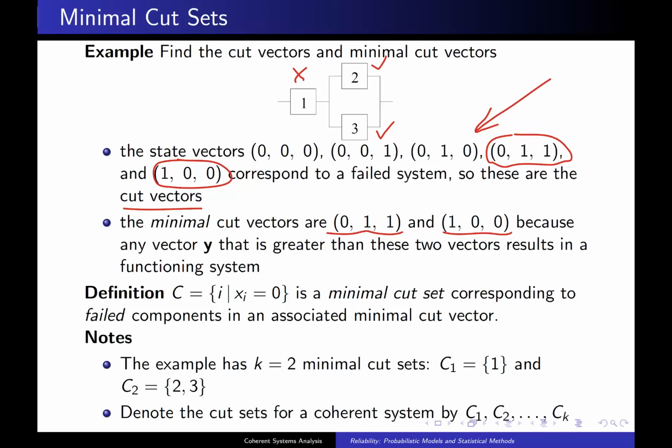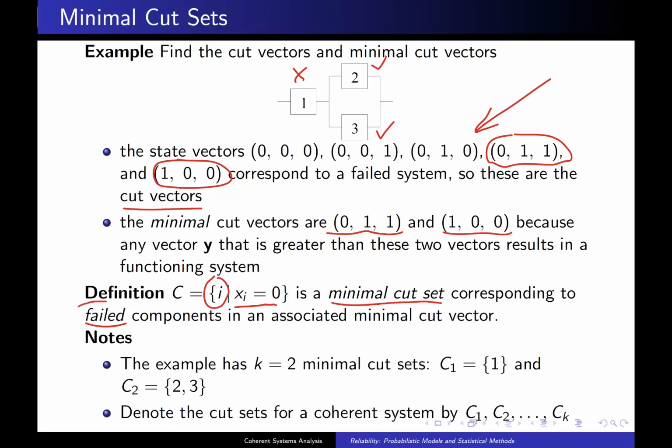Here is the definition of a minimal cut set. It is the set of all indices i such that x_i equals 0, and that is a minimal cut set corresponding to the failed components in the associated minimal cut vector.